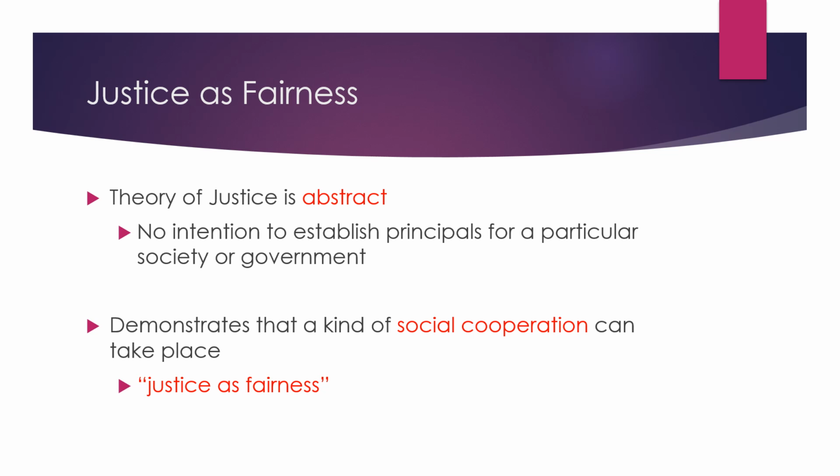And especially in this country, a lot of our theories and principles align with the theory of justice. But essentially, this is just a theory to demonstrate that social cooperation is possible, that it can take place, and that justice needs to be equated to fairness. It's not just a way for people to get power, to just push their agenda.